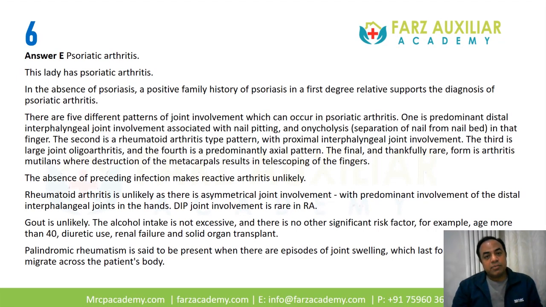Oligoarticular involvement with larger joints is the third type. You can have spinal involvement as well, which is axial pattern. And the final one is what we call arthritis mutilans, which is 5% of the total population with psoriatic arthritis. It's very destructive, and telescoping of the digits happen in this scenario. There's no clear history of infection in this history, so reactive arthritis is unlikely. Rheumatoid arthritis is usually symmetrical.